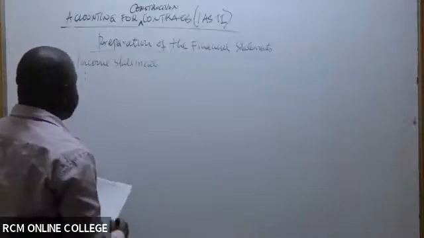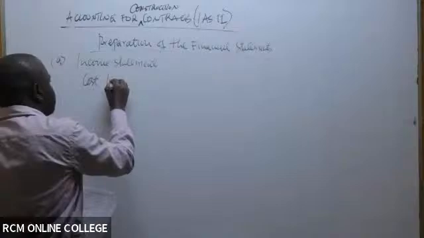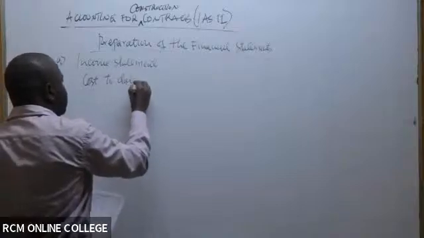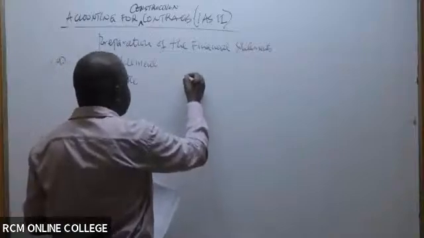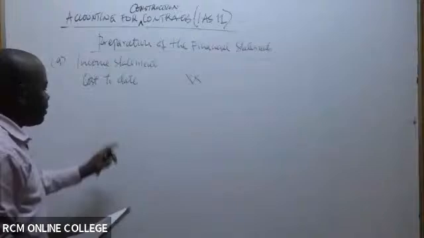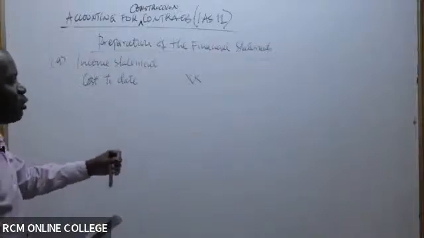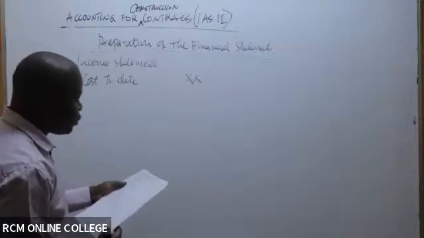So the income statement, you will start with what we call the cost to date. You can just write the cost to date. It will look a bit confusing when we are looking at the presentation, but when you do an illustration, you'll understand. You will start with the cost to date, which I've briefly explained here. Cost to date is the cost incurred so far, maybe by the end of the first year. So you start with the cost to date.